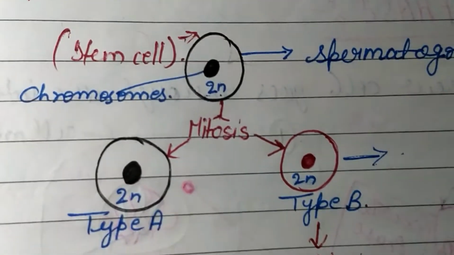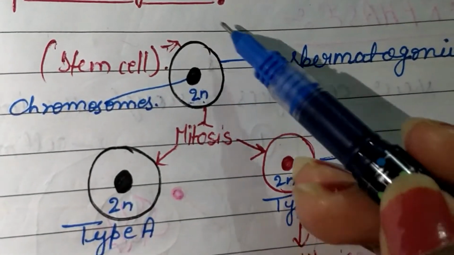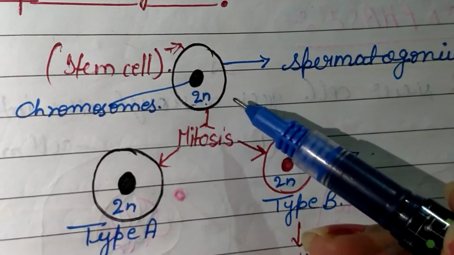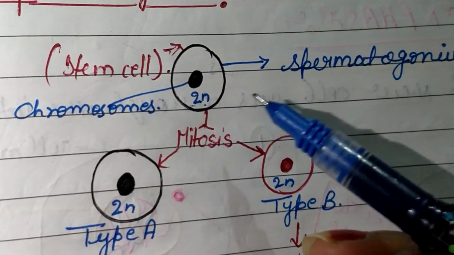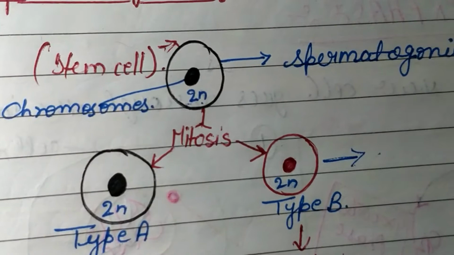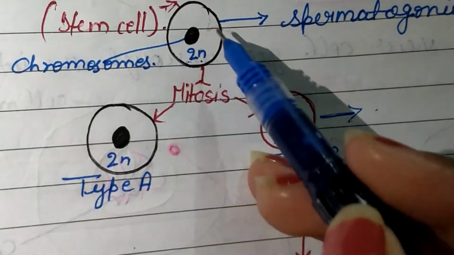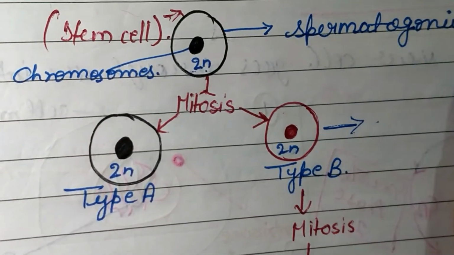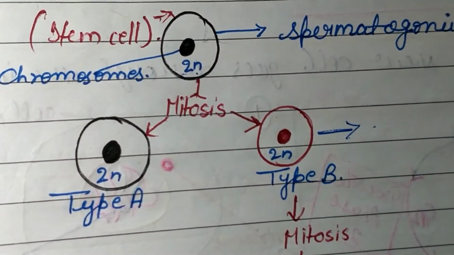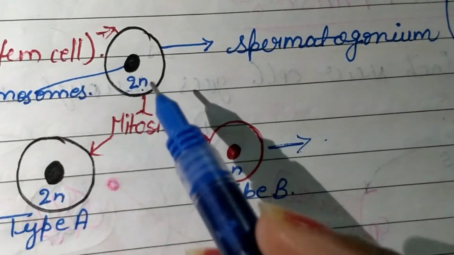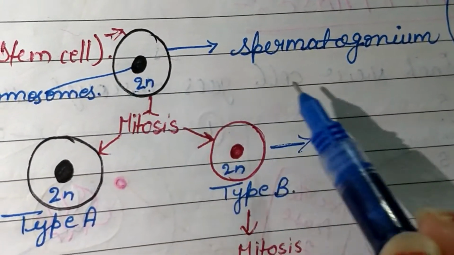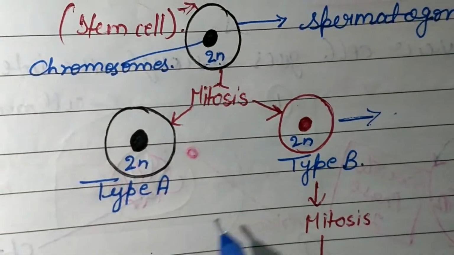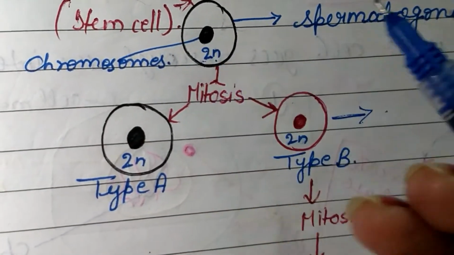First of all, this is a main cell, which is diploid in nature, which divides further into two cells. This cell is called spermatogonium. Gonia is the plural and gonium is the singular, so we will talk only about this single cell. It acts as a stem cell so that it can produce further cells.